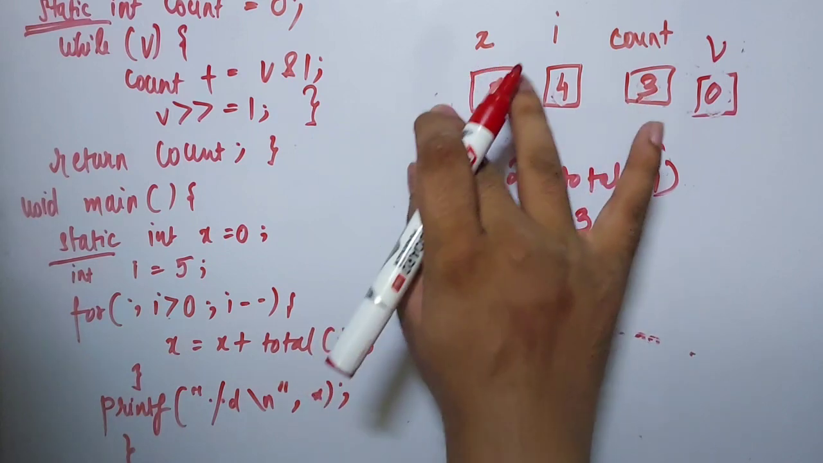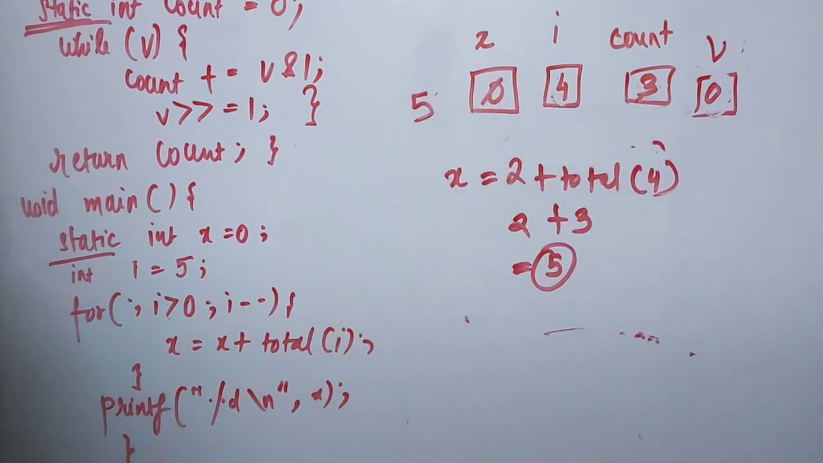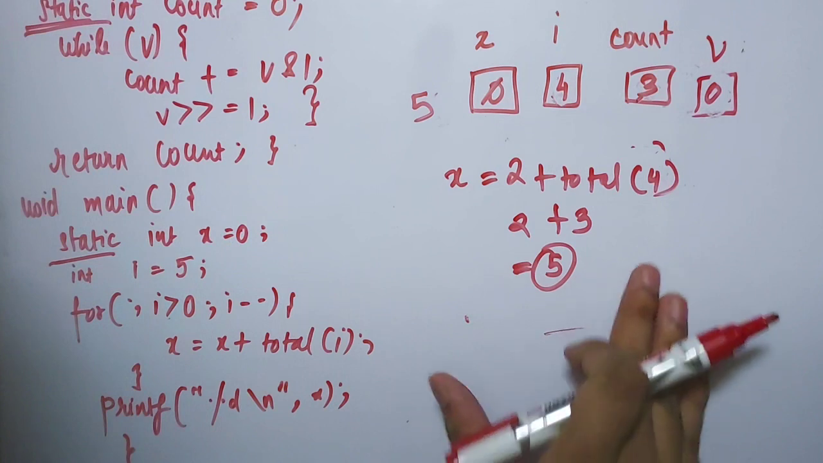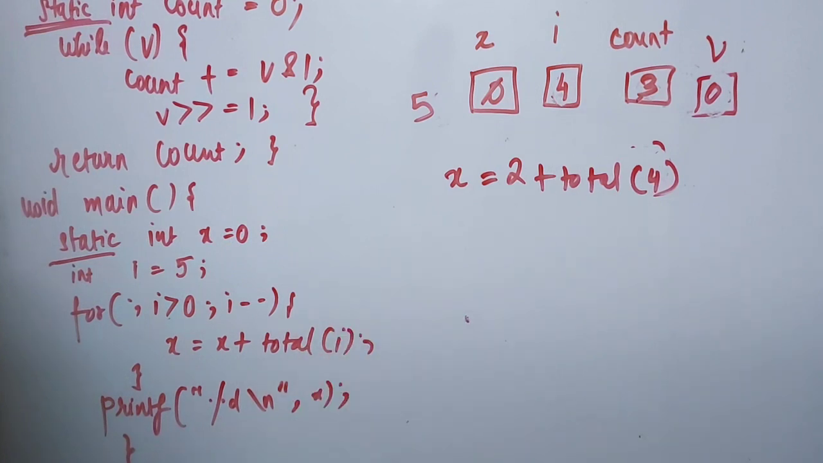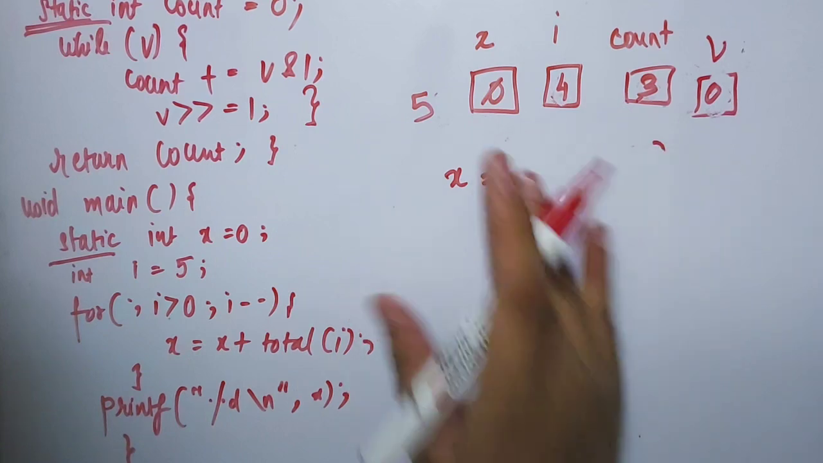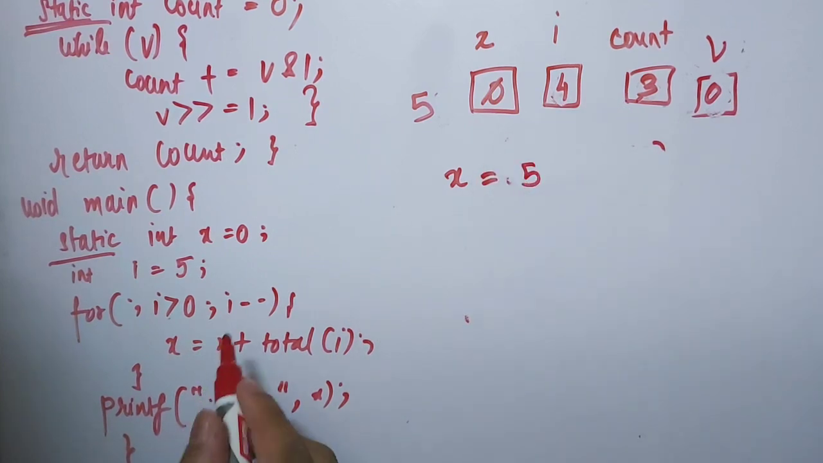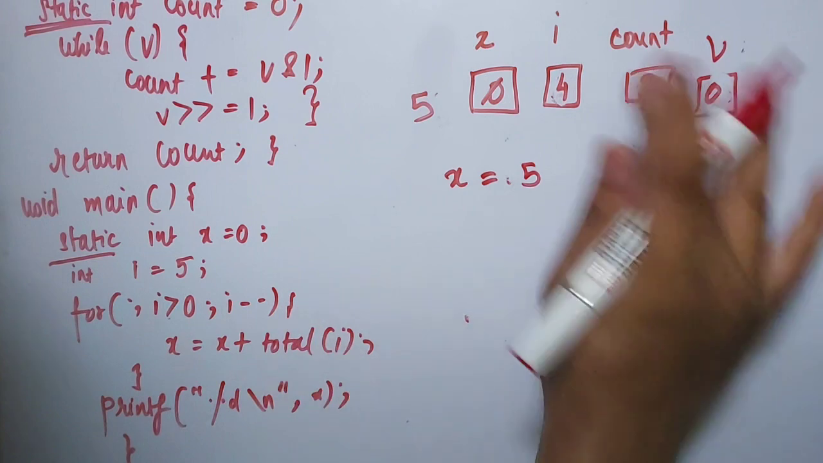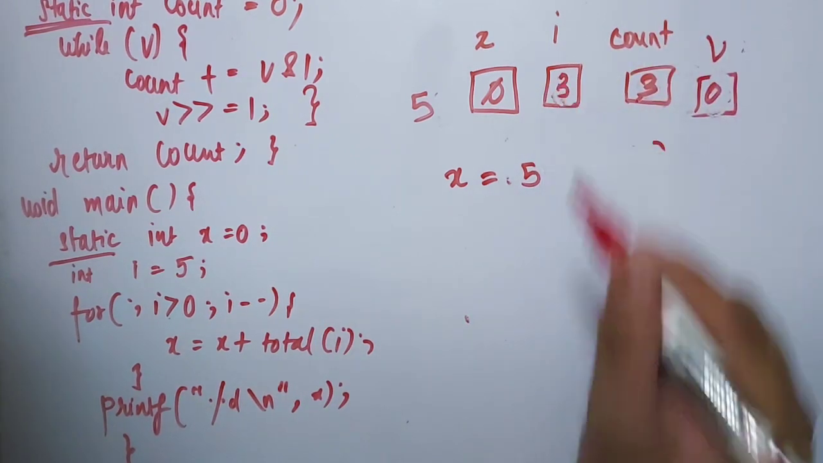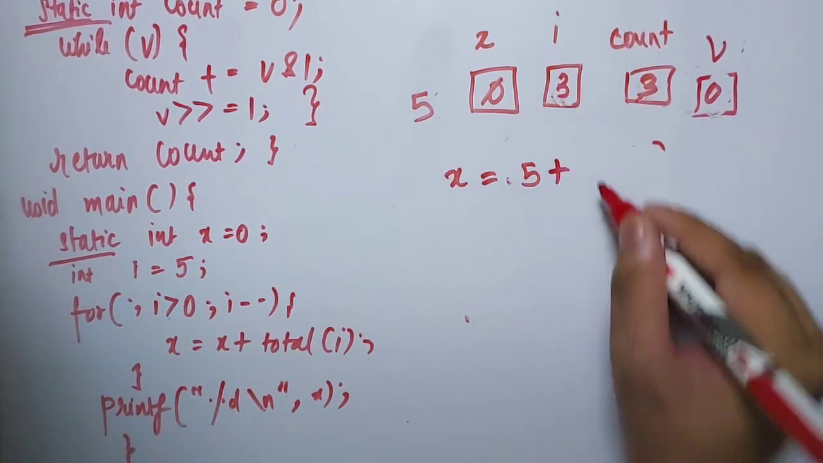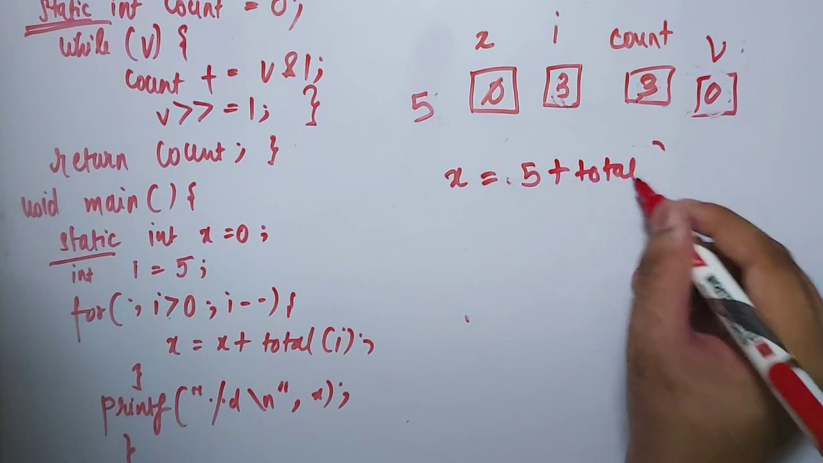So x gets value 5. If you will notice the total function, it is basically returning the number of ones in the binary representation of v. So for the further execution, we will count the number of ones in the binary representation of v. So now here 5 plus I gets decremented by 1, so I is 3. Now it's expecting total of 3.